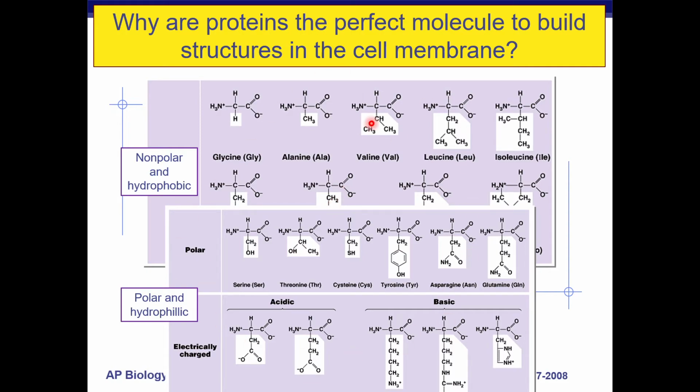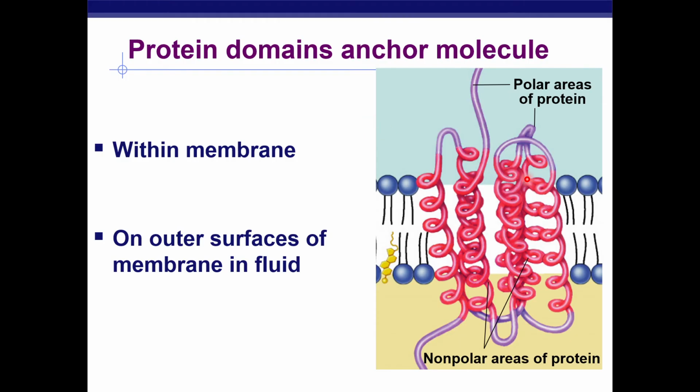So by building these proteins within the membrane, we have an area, the embedded area. This guy right here is actually made up of non-polar amino acids. They are hydrophobic, and so they like the hydrophobic tails of the phospholipids. And so this portion of the protein anchors the protein within the cell.